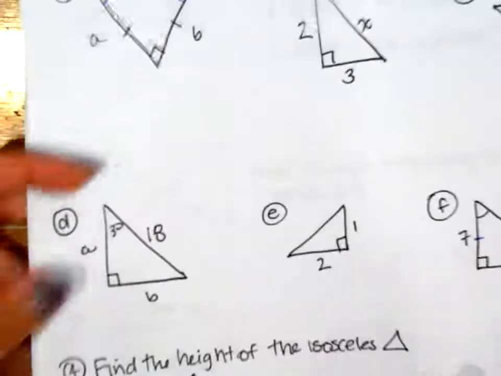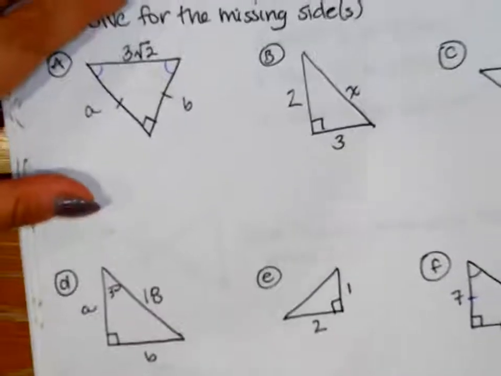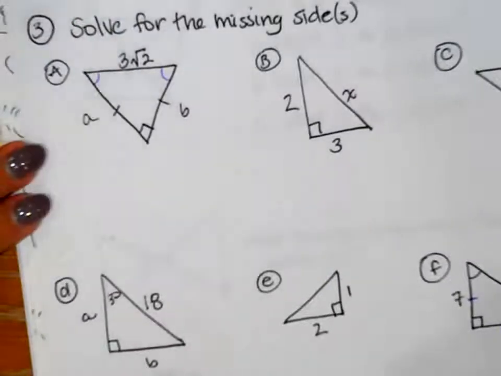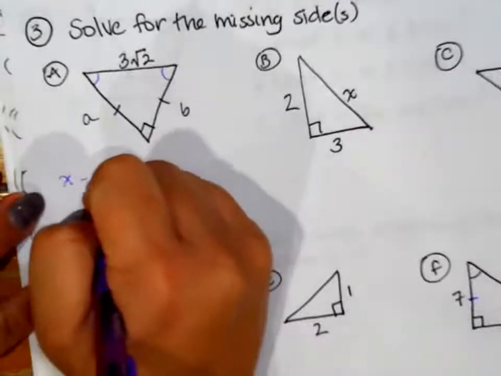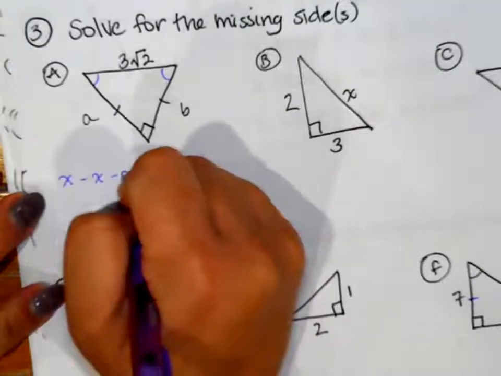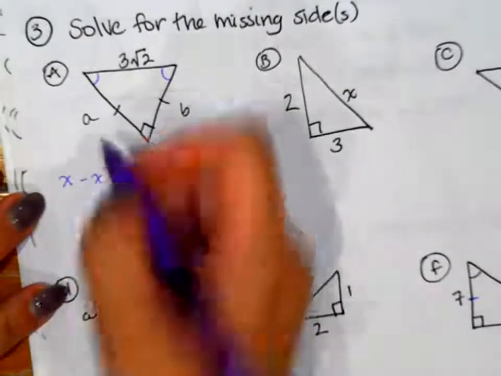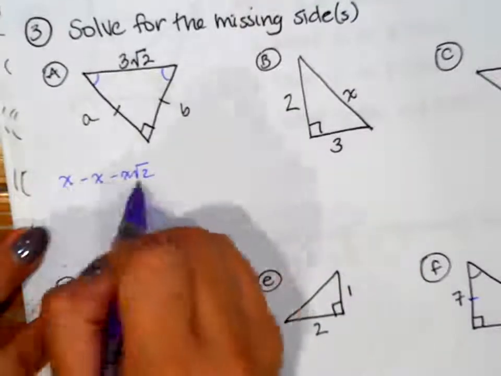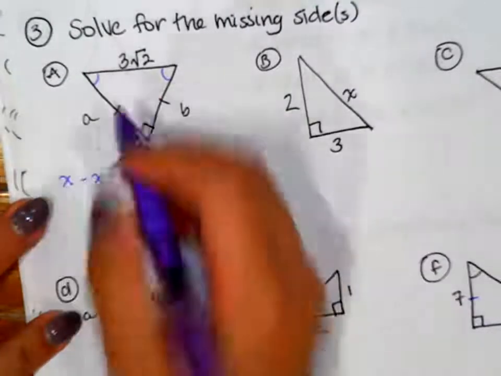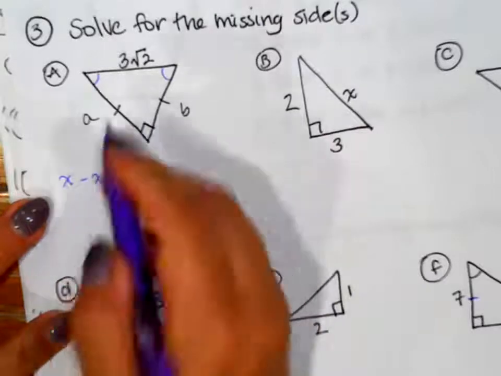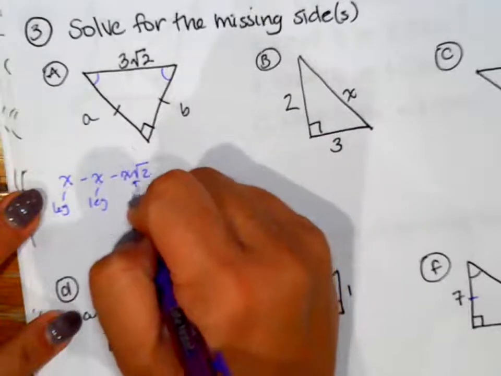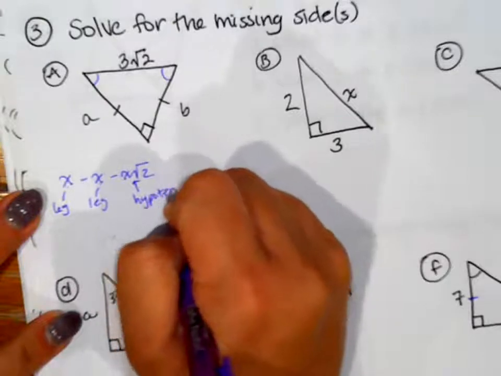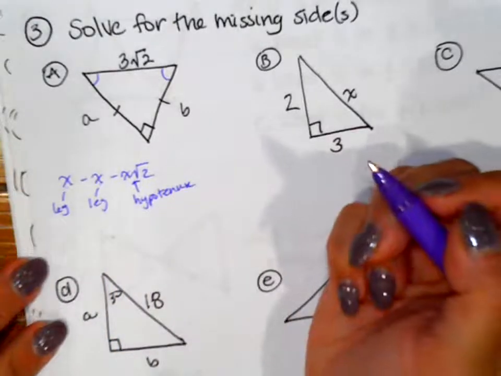And 45, 45, 90 triangles are always going to follow the same pattern. That pattern is going to be X, X, X rad 2. So you've got your sides. That's a leg, leg, hypotenuse.